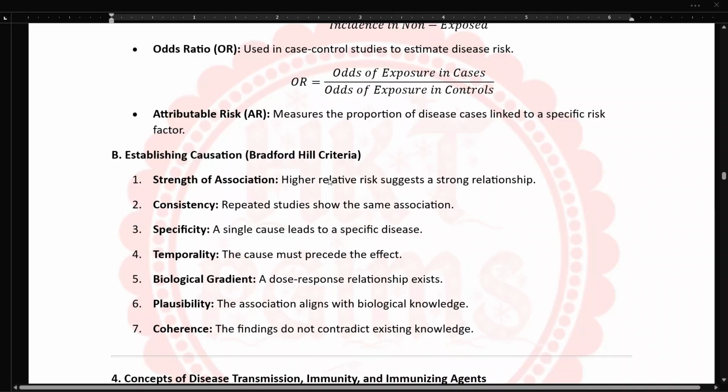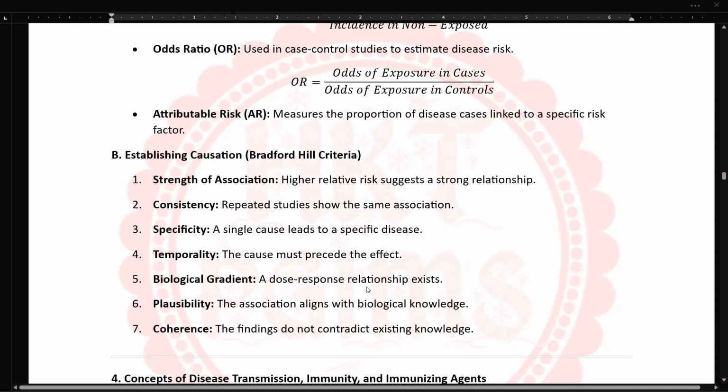So high relative risk suggests a strong relationship, that is strength of association. Repeated studies show the same association, that is consistency. A single cause leads to a specific disease, that is specificity. The cause must precede the effect, that is temporality.